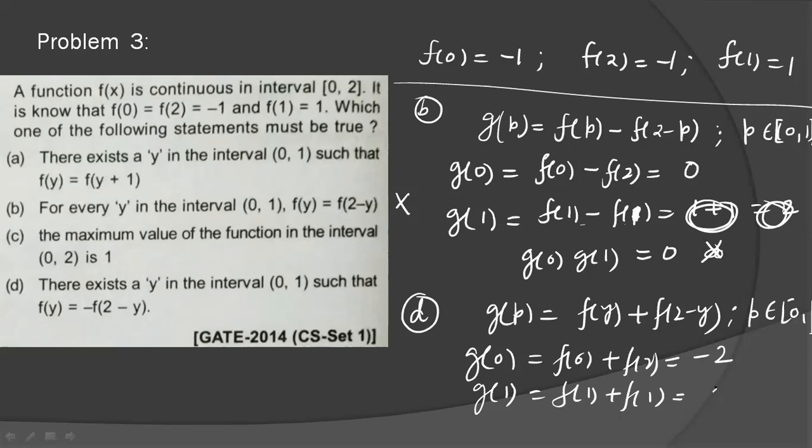F1 plus F1, it will be F0 plus F of minus, if you put y, P, take P, no? Then GP, P2 minus P. So G0 will be F0 plus F of 2, that will be minus 2. G1 will be F1 plus F1, it means 2.